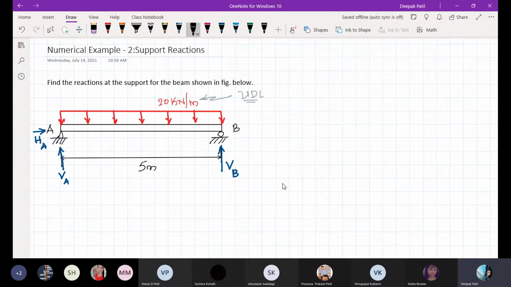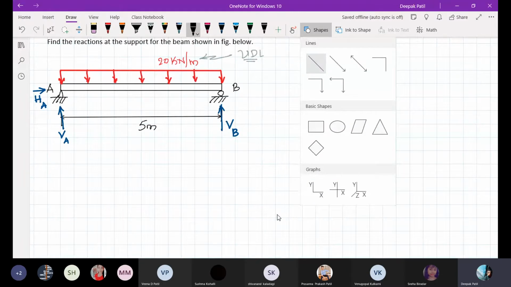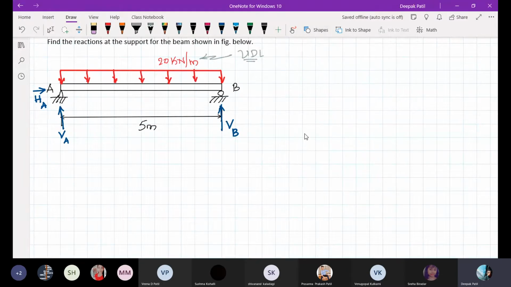I told you we always have only three equilibrium equations which can be used to find the values of all these three unknowns. The first equilibrium equation I'm going to use is summation of Fx equal to 0, meaning summation of all the forces on this beam equal to 0. But before that I need to draw one more diagram called the free body diagram. Since it is a uniformly distributed load, I need to convert that uniformly distributed load to an equivalent point load. Then I can proceed easily. So let us do that.